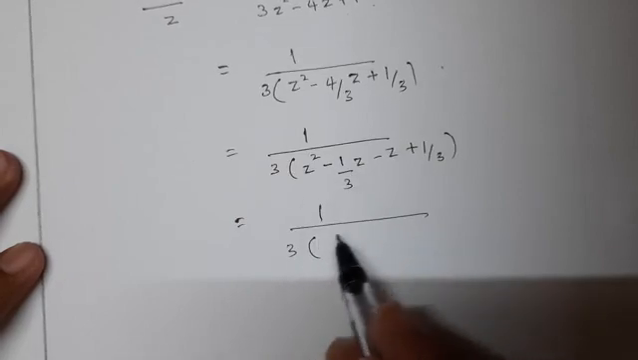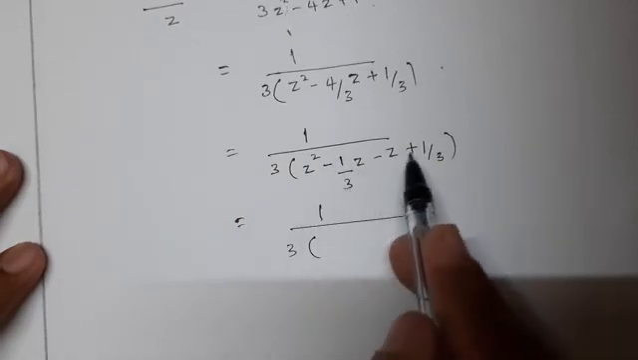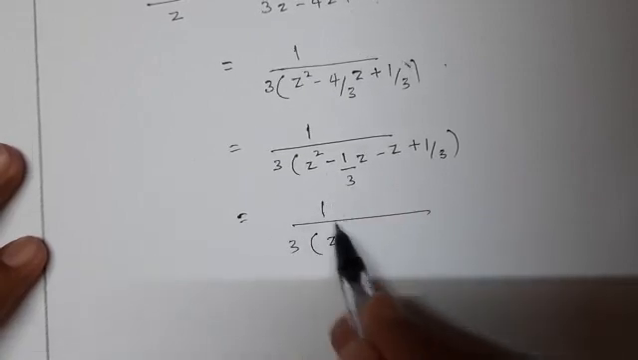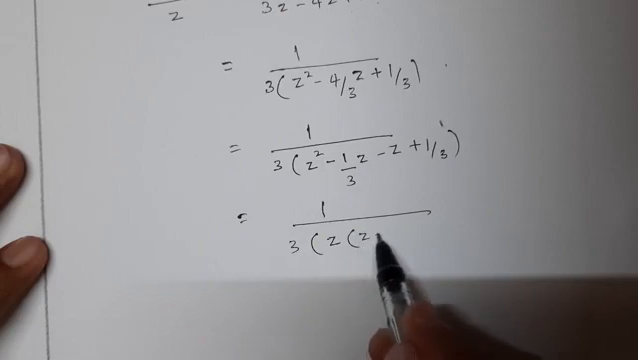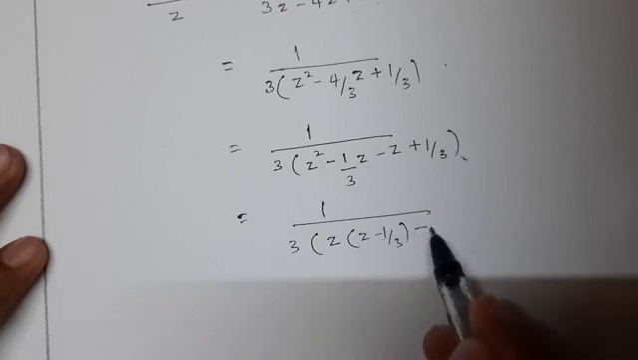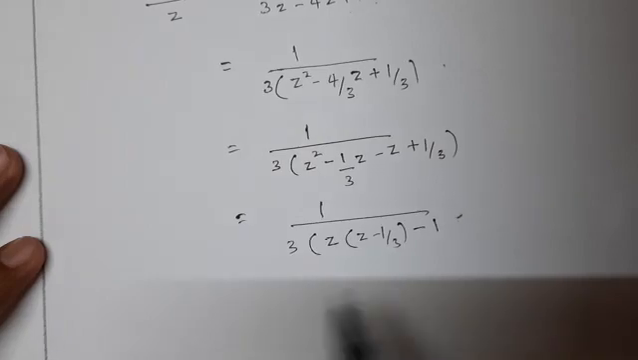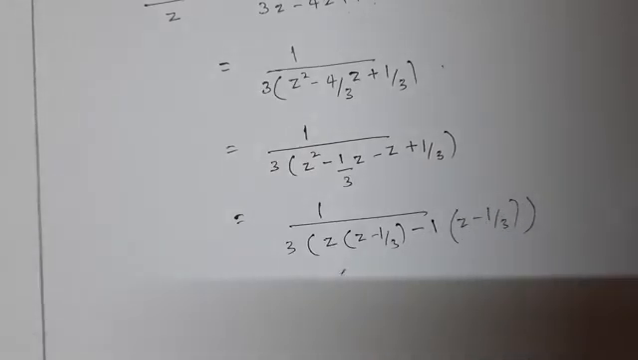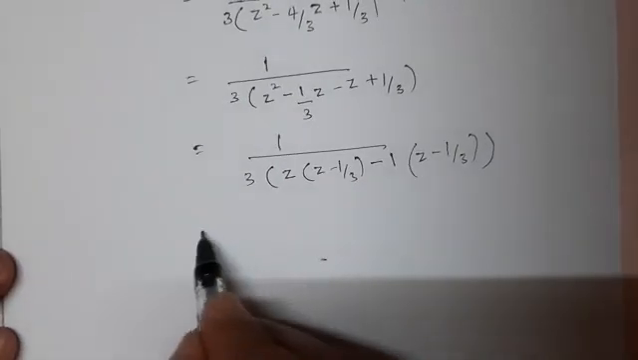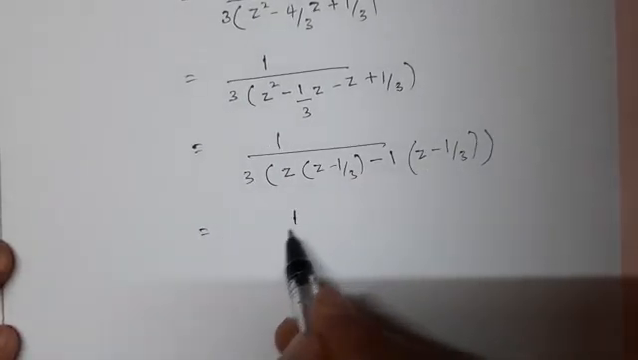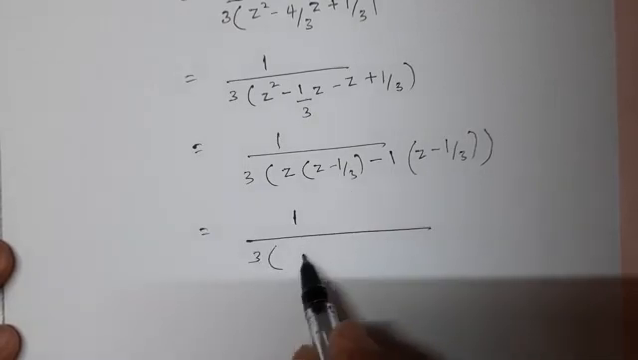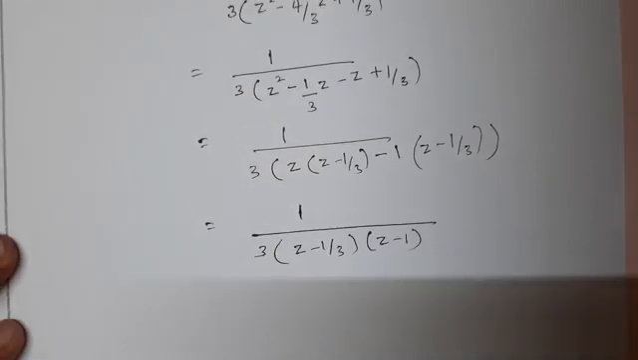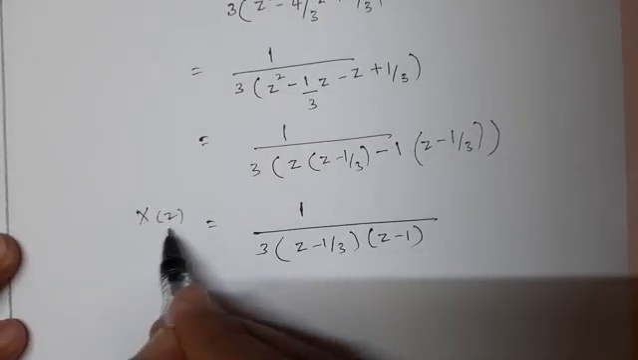Taking z common, we have z minus 1 by 3 minus, and taking 1 common, z minus 1 by 3, which I will get as 1 divided by 3 times z minus 1 by 3 times z minus 1. This is X of z by z.